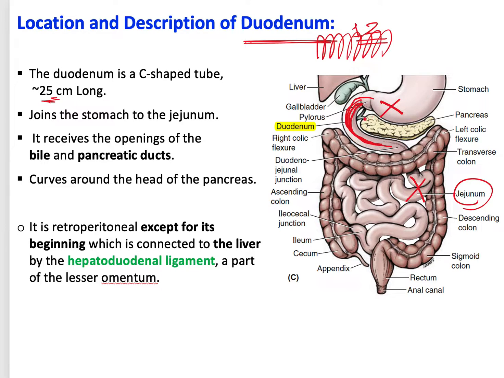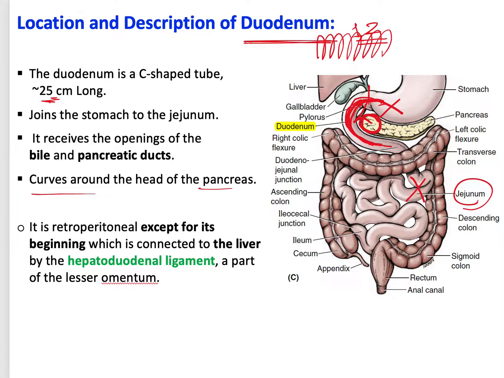And when you look at it, I'm trying to describe it first, it receives an opening from the bile duct and also from the pancreatic duct, which is very important. And also when you look at it, it's like a C shape. Inside this curve there is a very important structure, the head of the pancreas. This is the head of the pancreas, which is located in the curve of the C shape of the duodenum, which is very important as well.